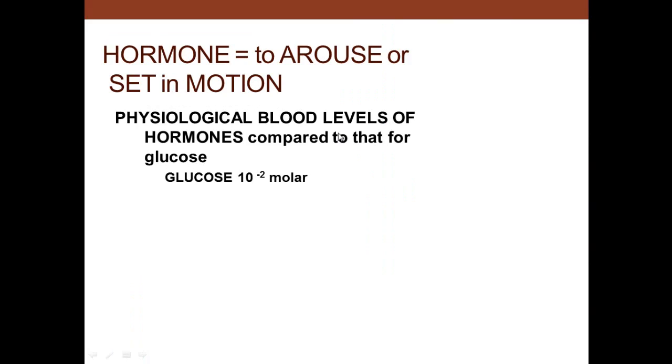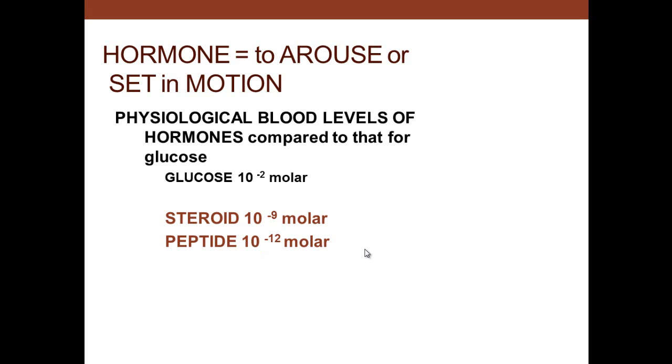Now the word hormone means to arouse or to set in motion. When you look at the physiologic levels of hormones compared to glucose, glucose is 10 to the minus 12 molar. Steroid hormones are 10 to the minus 9. So a minute amount of steroid can make a big difference in the individual. Peptide is even more dilute. Peptides are 10 to the minus 12 molar. How many zeros is in 10 to the minus 12 molar? That's a lot of zeros, a minute amount.